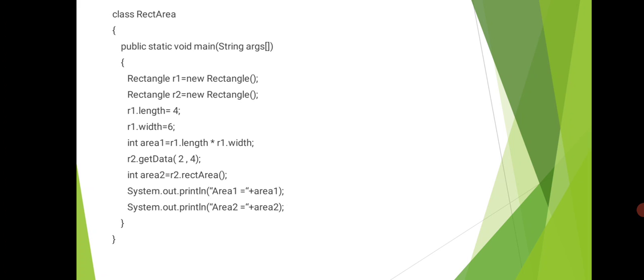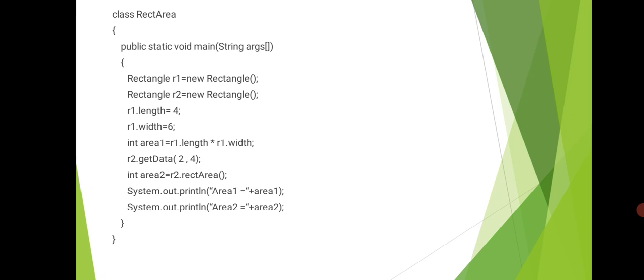Alright, so in this void main we are creating a rectangle objects, that is one is r1 and r2. So it is created using new operator. When you are executing the program, R1 and R2 is allocated, created or instantiated. When it is instantiated, it will create a memory for instance variable, that is length and width. R1 having its own length and width, and R2 is also having its own length and width.